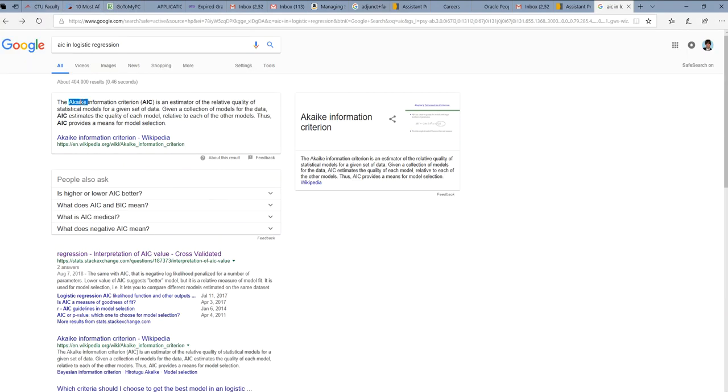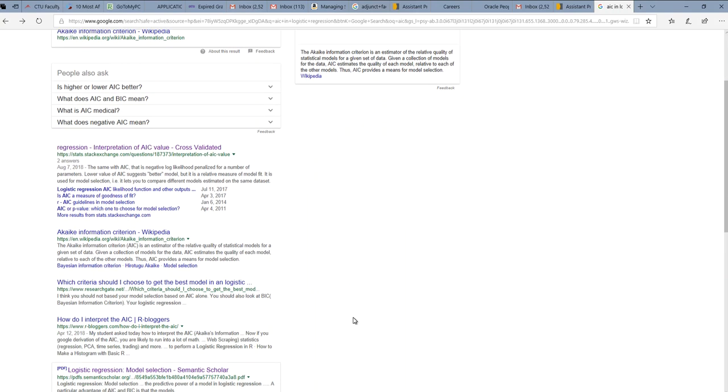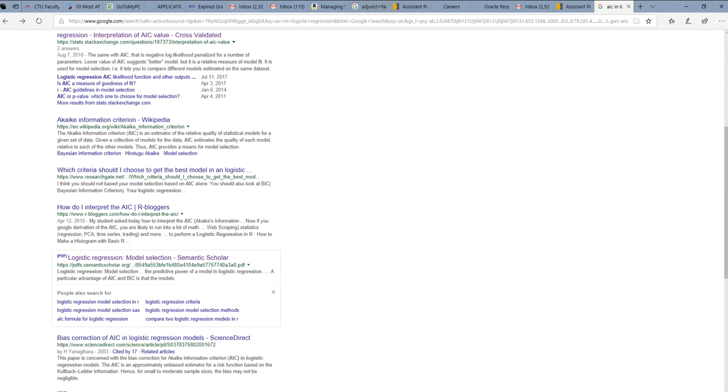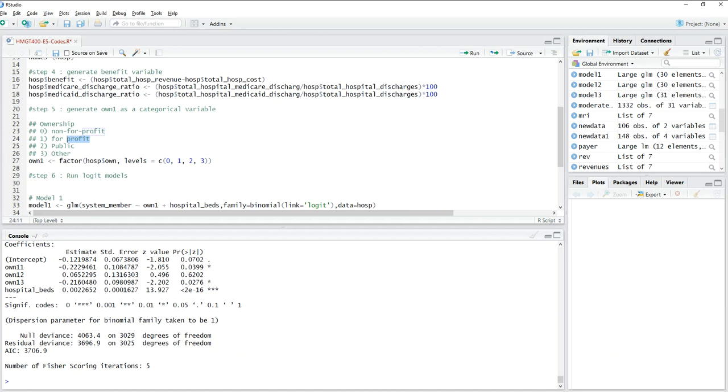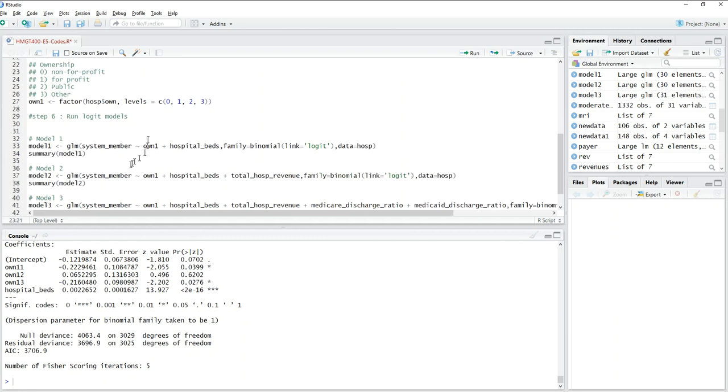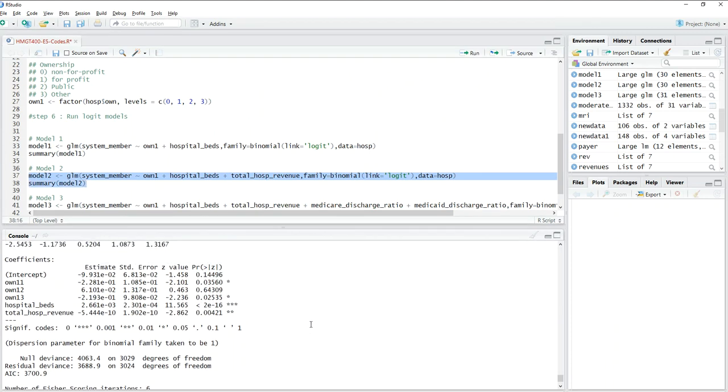This is the Akaike information criterion, AIC. In a regression model we look at the R square. We don't have R square in logit regression. We have pseudo R square. RStudio didn't report this here, but we have the AIC, and we can use the AIC at the very end. Okay, this is the first model. For the second model, we add total hospital revenue, and let's see the result. Okay, this is the result for this model after adding the hospital revenue.